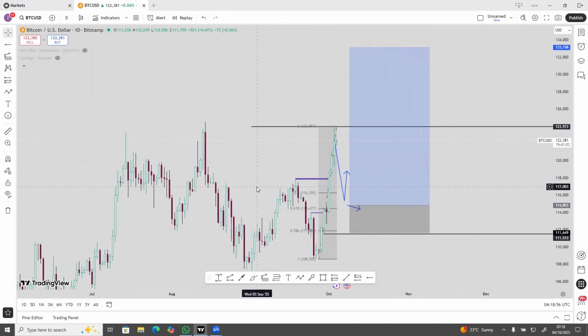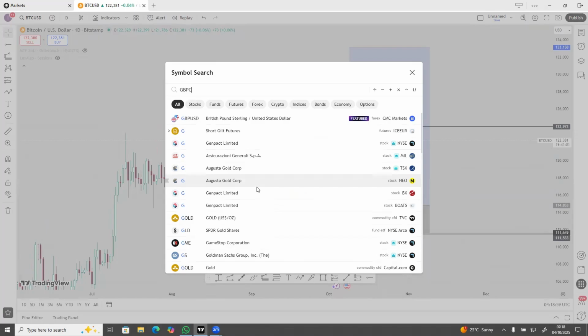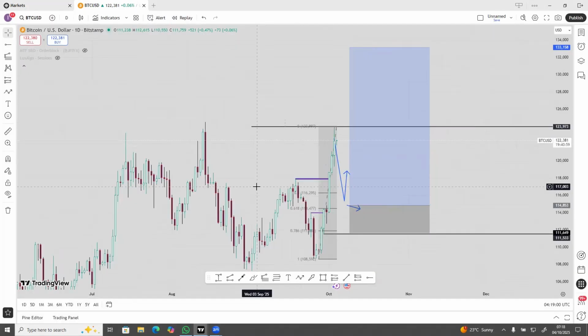Another pair is the GBP CAD. What is going on?